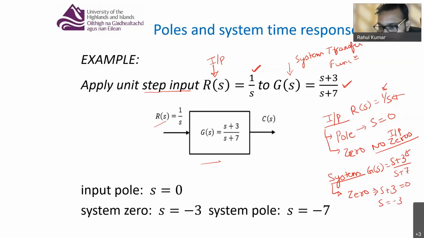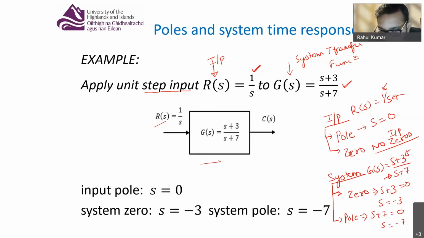And for finding the system pole, I will equate the bottom line, S plus 7, equal to 0. So that will give me S equals minus 7.